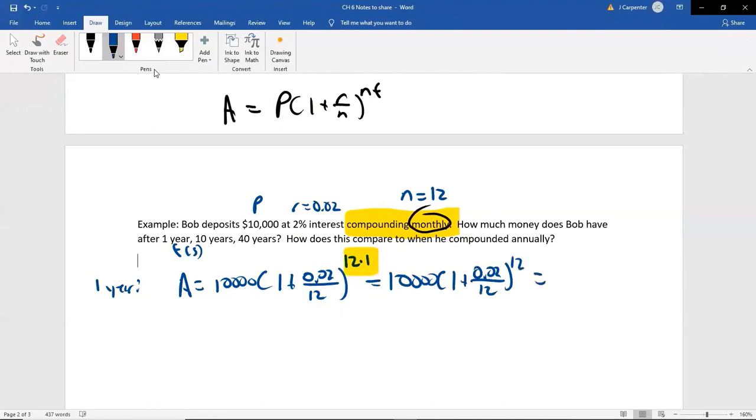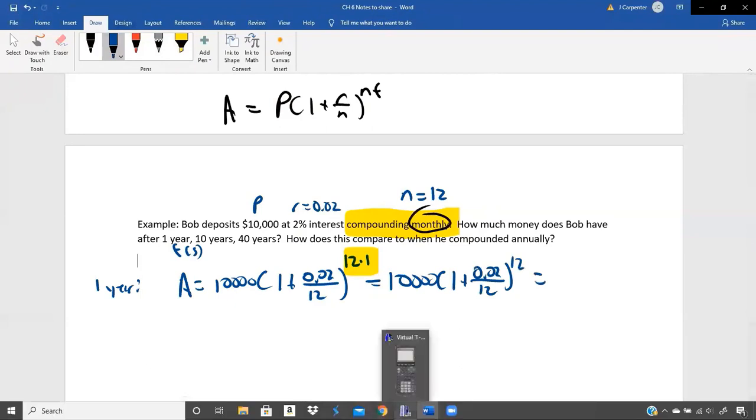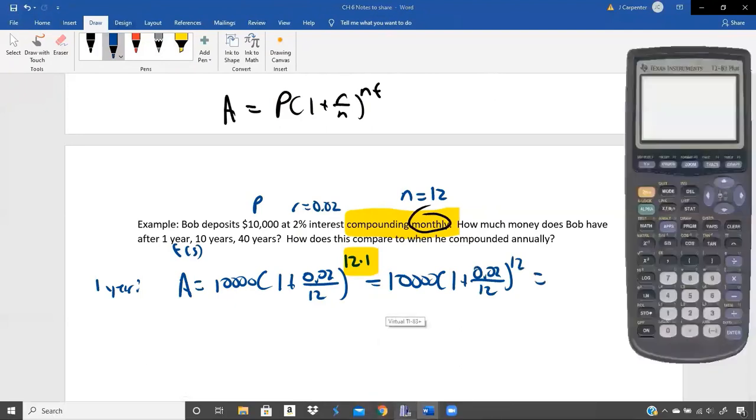See, we're going to gain money 12 times. The exponent turns into how many times we gain money, or have to pay money if it's a loan instead.